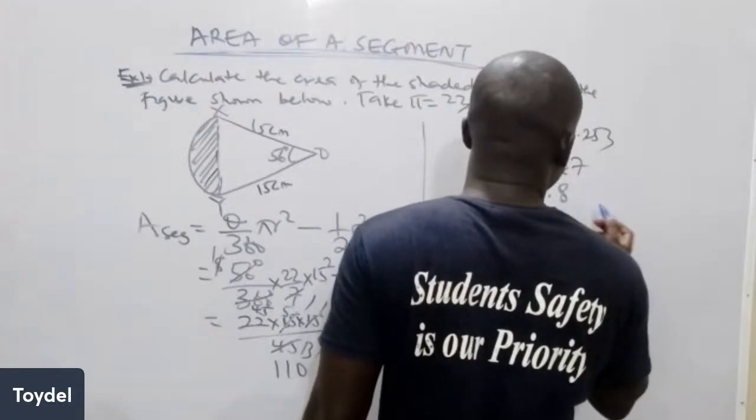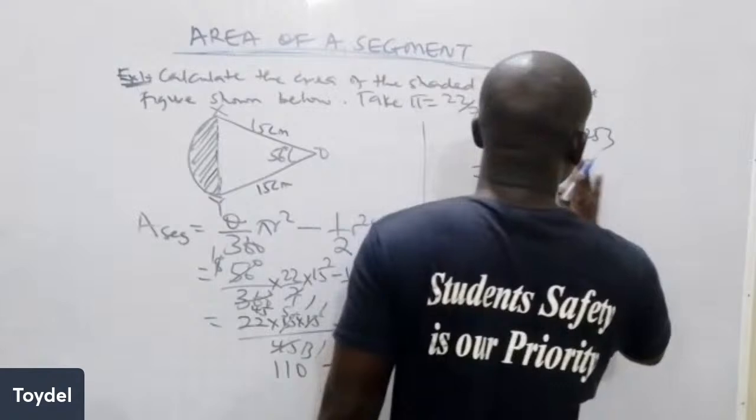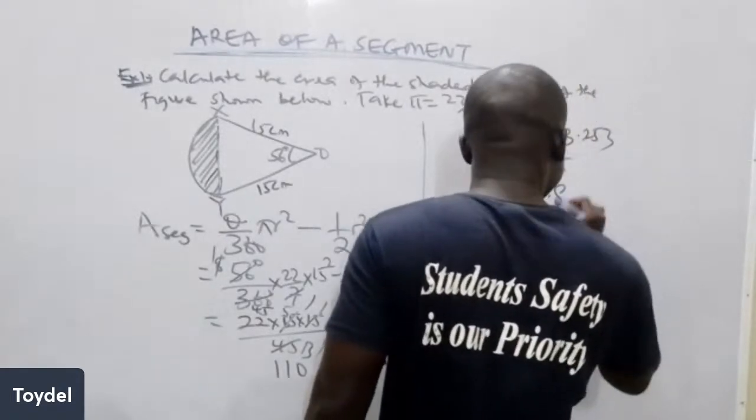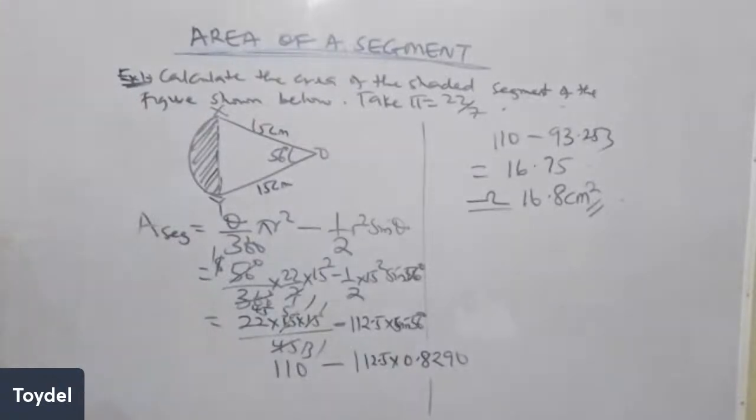To the nearest whole number, or you can just leave it as 16.75, which is approximately 16.8 centimeters squared. So the area of this segment is 16.8 centimeters squared. For us to be able to find the area of a segment, we should know that it's the area of a sector minus the area of a triangle.